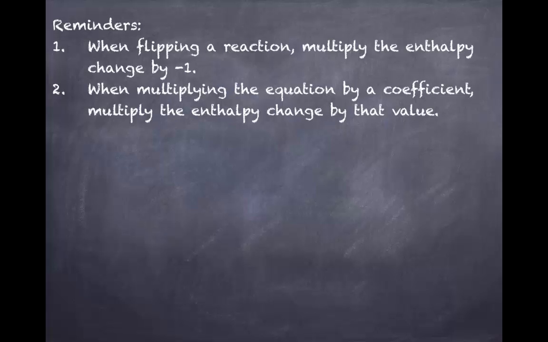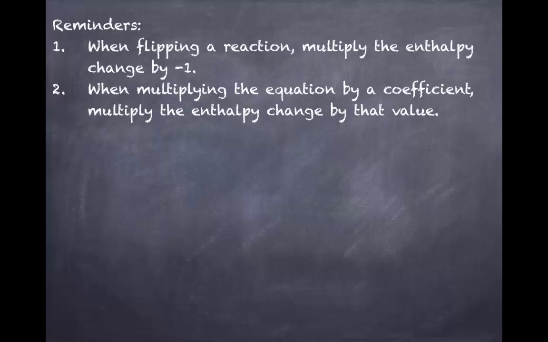Here are a couple of reminders before we get into the calculations for Hess's law. The first one is when you flip a reaction, remember that you need to multiply the enthalpy change by -1. Also, when you multiply the equation by a coefficient, so if you multiply the entire equation by 2, then you need to multiply the enthalpy change by that value, so by 2.